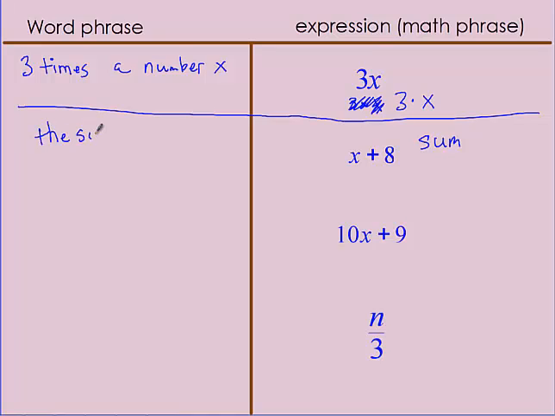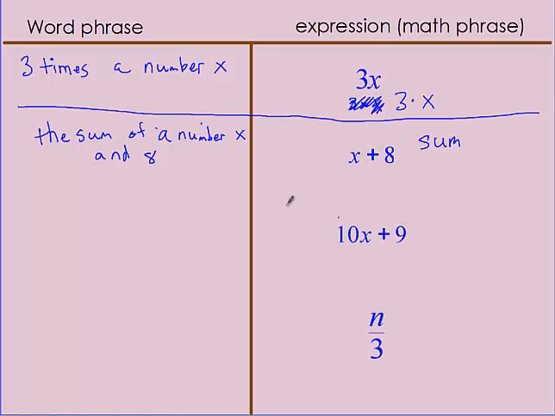So the sum of x and, actually, let's be consistent. So instead of just saying x, a number x. When it's a variable, because we don't know what that number is, a number x and 8. Could also have said 8 more than a number x.